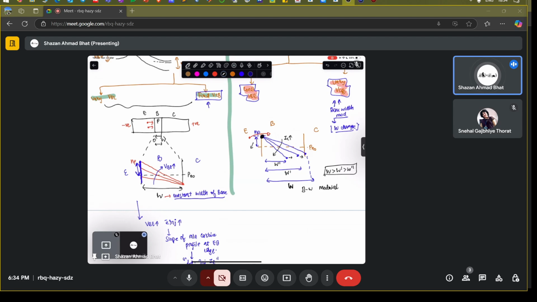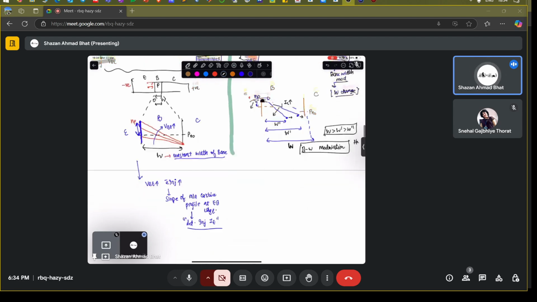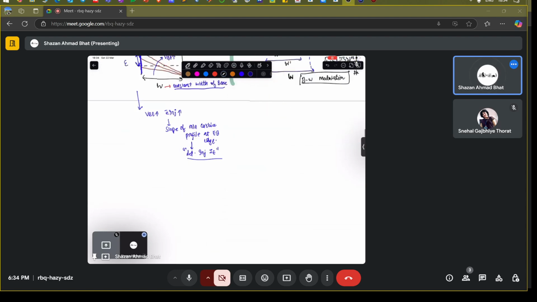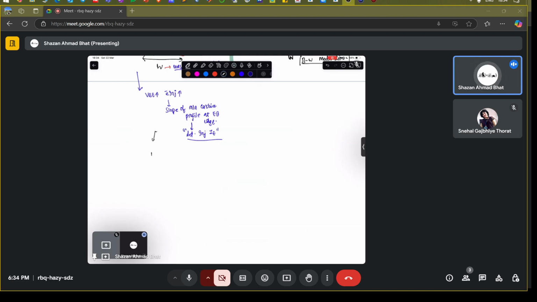So these are two different effects which I want to separate because of the two different biasing regimes. Okay, so now what is basically the effect, and why do we have a non-zero current in case of a common base configuration? So that was the earlier question we posed.